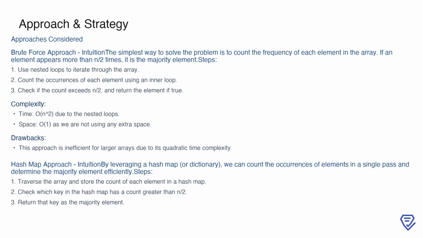While simple, this approach has a time complexity of n², due to the nested loops, which makes it inefficient for larger arrays. Additionally, it uses no extra space, giving it an O(1) space complexity. However, the inefficiency of its time complexity is a significant drawback, especially for larger datasets.